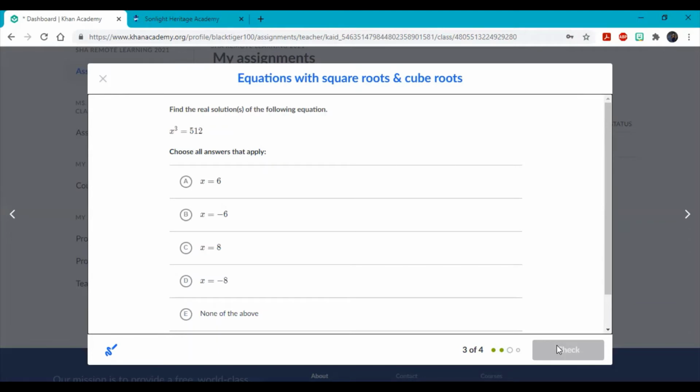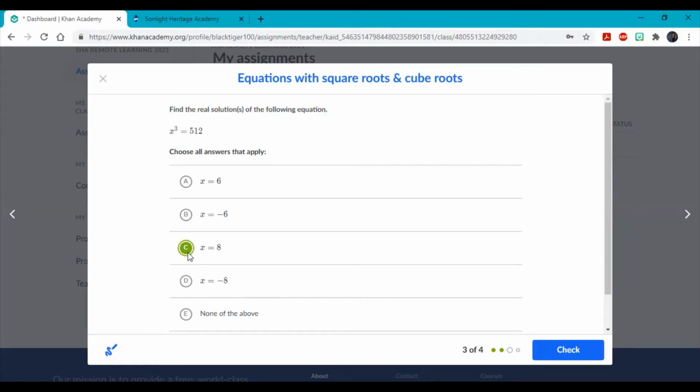8 times 8 times 8 does give you 512. Now remember, if you're multiplying a negative number by itself 3 times, you will get a negative answer. So negative 8 would not be an answer here, because when you multiply it by itself 3 times, we would get negative 512. So the only answer here is C, x equals 8. And of course, E isn't an option because we've already selected one of the above.